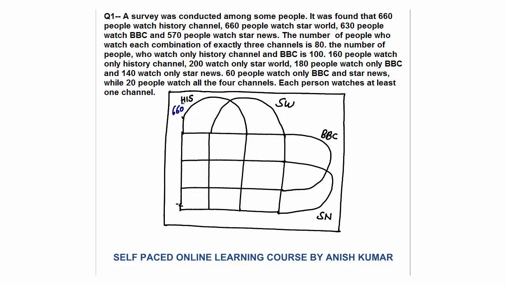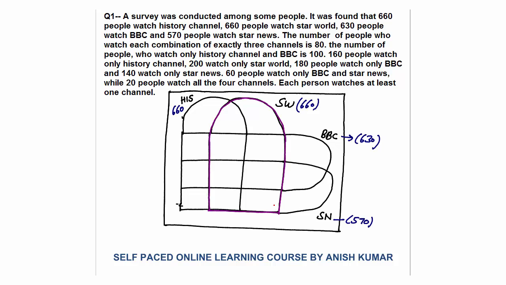630 people watch BBC. Before this, 660 people watch Star World. So Star World is also 660. How many people watch BBC? 630. 630 watch BBC, and Star News, that stands for SN, this is 570. Now when I say 660, it means that the complete circle of Star World, which I am making in a brown color, is 660. Everything, if you add all the values in this total, it will become 660. So that's what we have written.